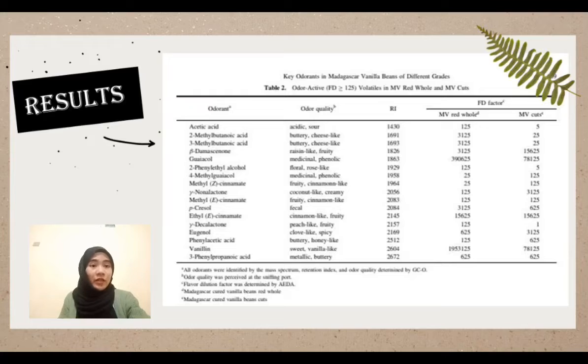For the first result, we're going to go through the results of odor quality. For the first odorant, which is acetic acid, it has an acidic and sour odor. For 2-methylbutanoic acid and 3-methylbutanoic acid, they have the same odor, which is buttery and cheesy-like. For beta-damascenone, it has a resin-like and fruity odor. And for guaiacol, it has a medical and phenolic odor quality.